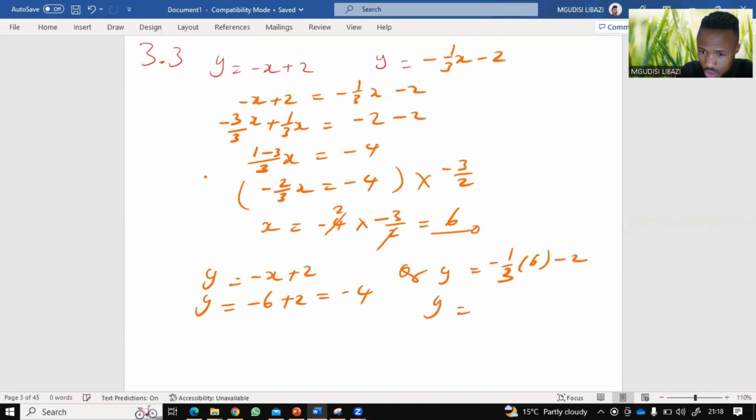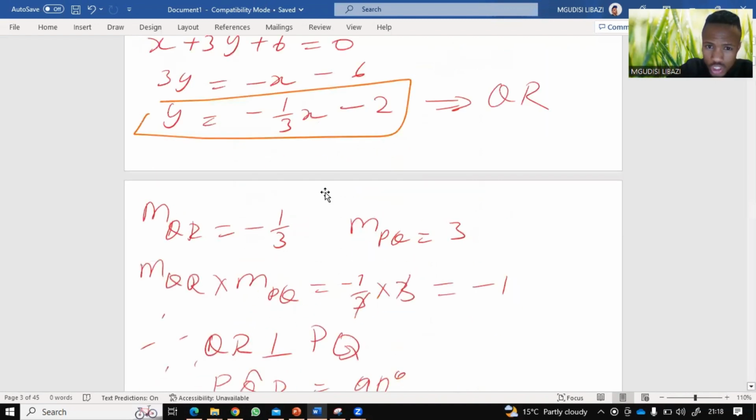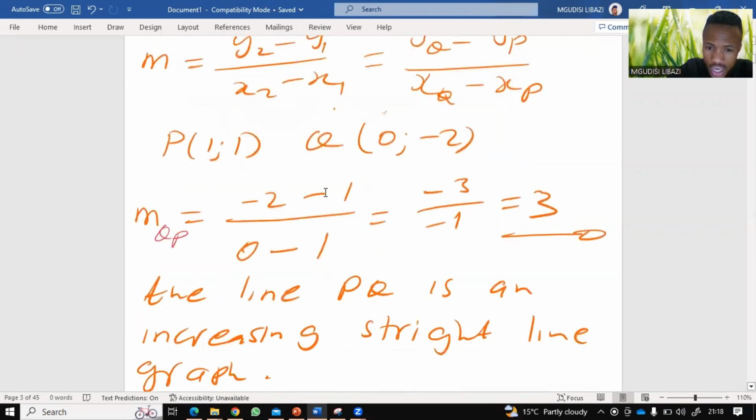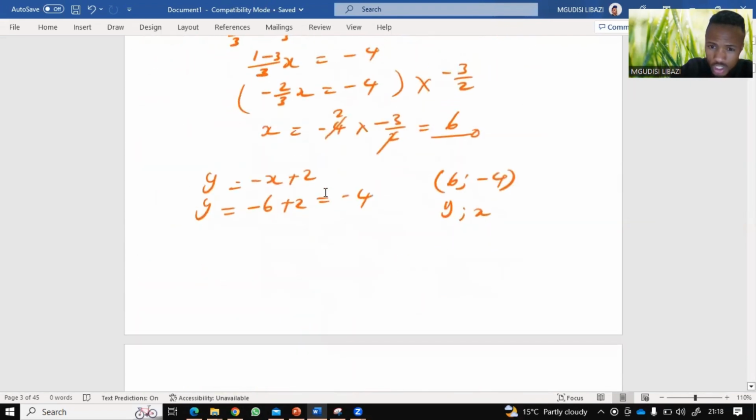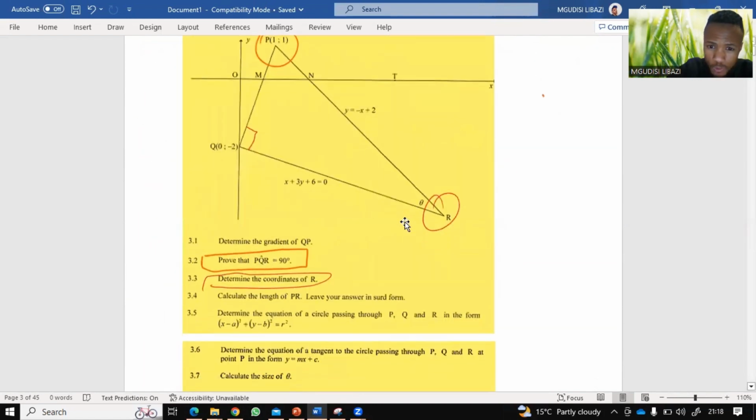y should be 3 times negative 2 minus 2, we get negative 4. So use one of those equations, they should give us the same answer. So now that means the coordinates that we have there is 6, negative 4, because we put y is to x, y is to x, which is 6 is to negative 4. So those were the coordinates of the point R.